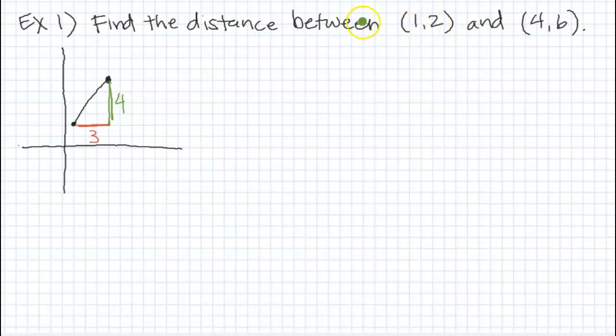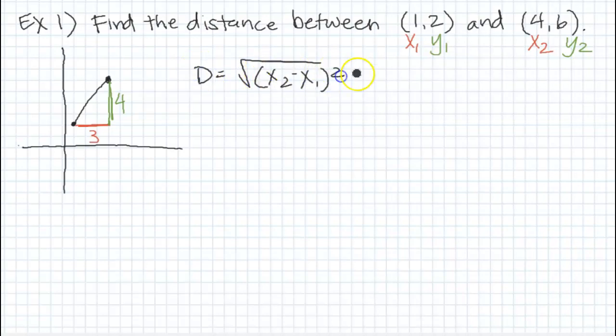Now, with the distance formula, I would first want to label my points as I did for midpoint. So this is my first and second x, and then here I have my first and second y. So to recall the formula, I'm going to take x2 minus x1 squared plus y2 minus y1 squared.